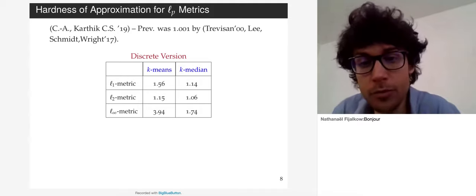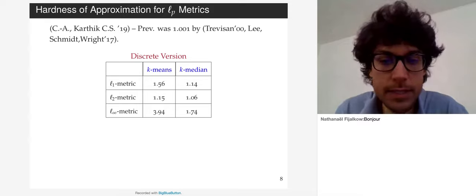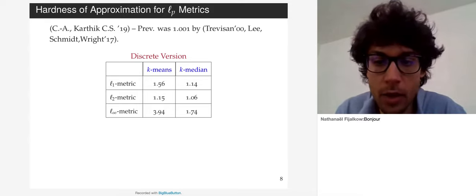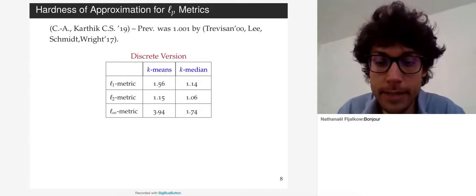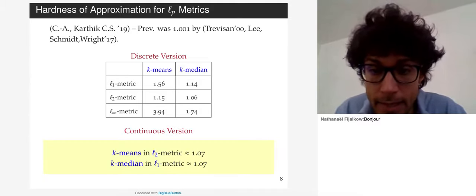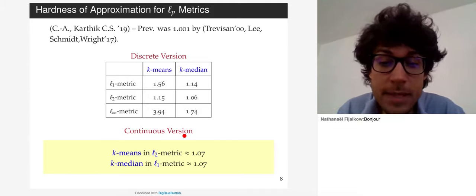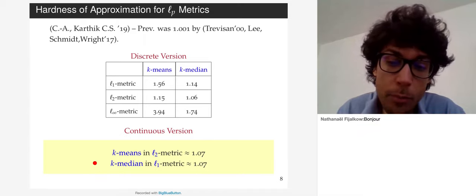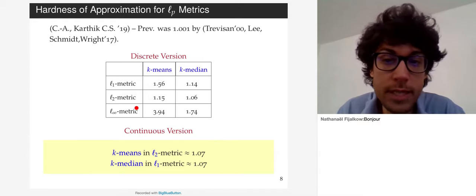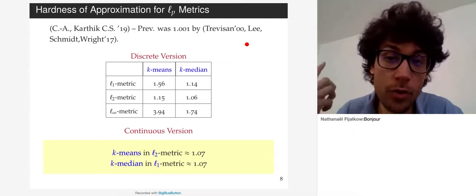You can't go below 1.56 for k-means in L1, for example. So for any LP metric, there is some kind of lower bound you can get. And even in the continuous setting, you have some lower bound. Here it seems that the continuous version is kind of easier, because the lower bounds we can prove are smaller than the lower bounds we can prove for the discrete version. And this comes a little bit from the combinatorics, right? Because the centers are specific locations, so you can enforce some kind of hardness.